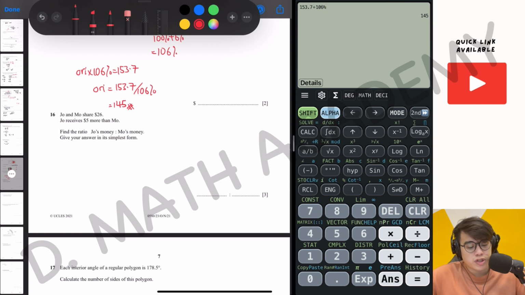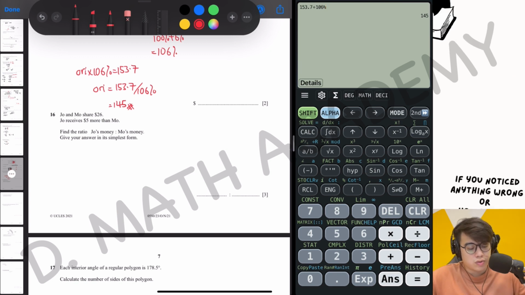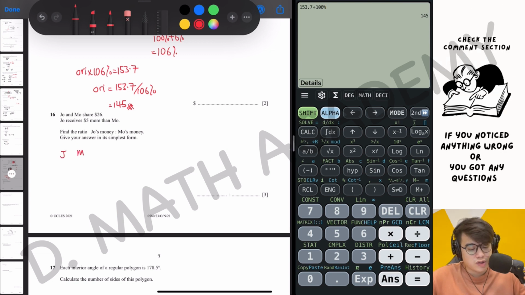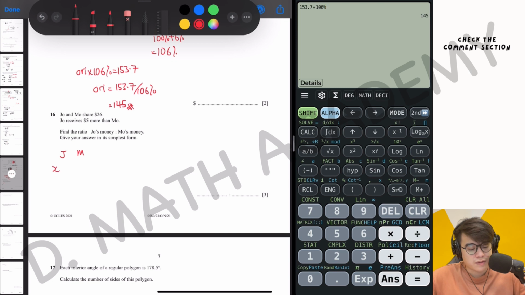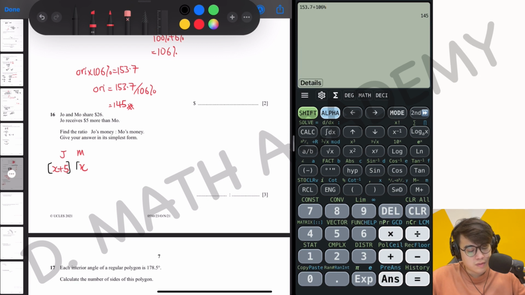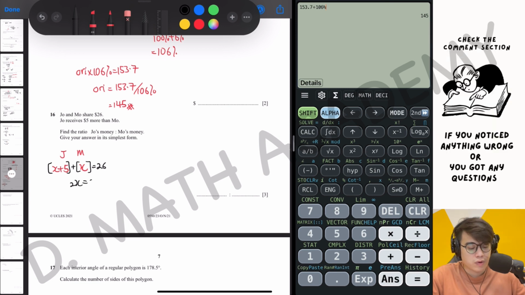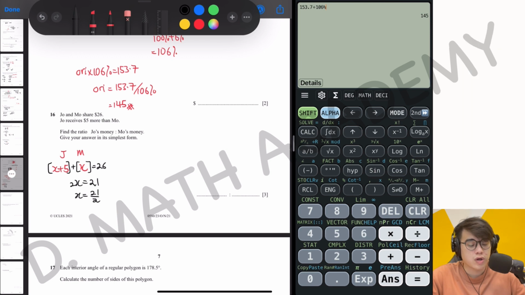Joe and Mo share 26, and Joe is the one that received more. So we have J, we have M. J will be x plus 5, then Mo is just x. So if I add these two values up, it becomes 26, which means 2x equals 21. x will be 21 over 2.